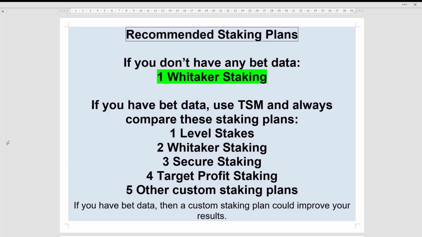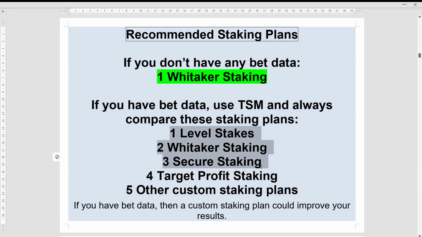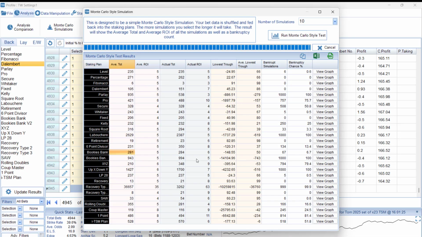It looks at the odds and it bets more on low odds, which have a higher chance of winning, and it bets less on higher odds, which have a lower chance of winning. But this is if you have no bet data. If you do have bet data, then you really need to be using staking software like TSM and check the basic ones: level stakes, Whitaker Staking, secure staking, target profit staking, but also have a look at the other custom staking plans and consider, for the possible profit, would you be willing to risk this amount of bank and this number of bank refills?